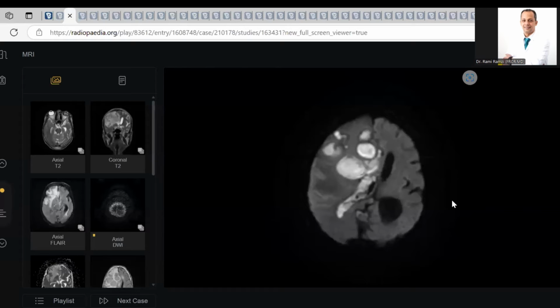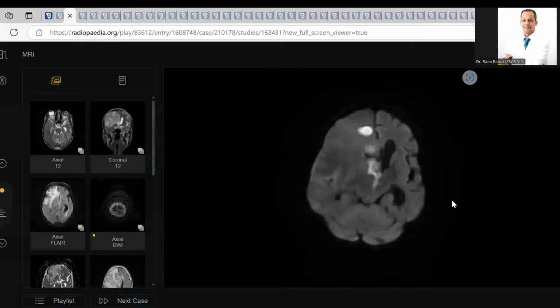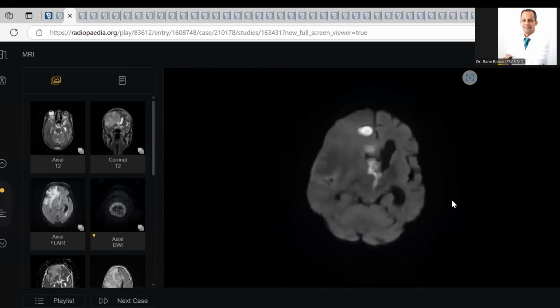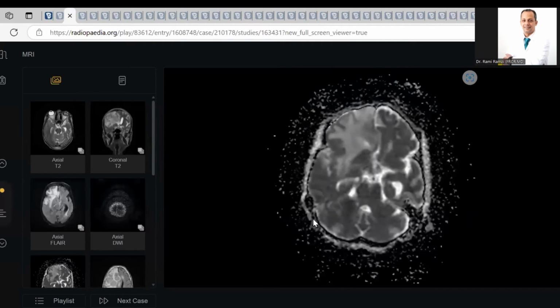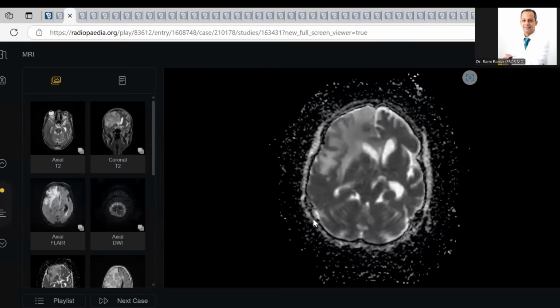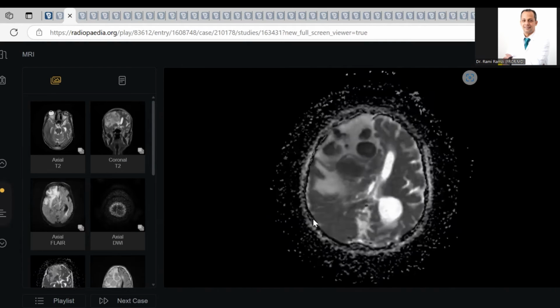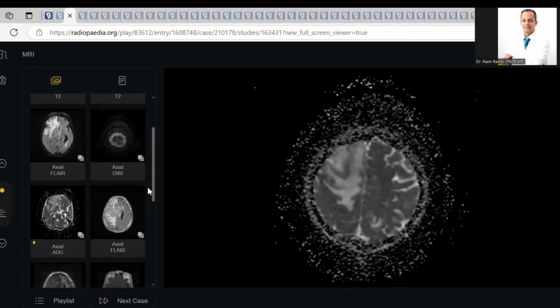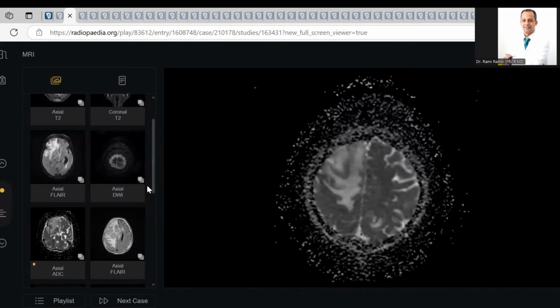There is extension of these lesions into the right ventricle. Can you scroll down, please? ADC. Yeah, these are showing central diffusion restriction. Can I have post-contrast images, please? No post contrast. What's your diagnosis, doctor?